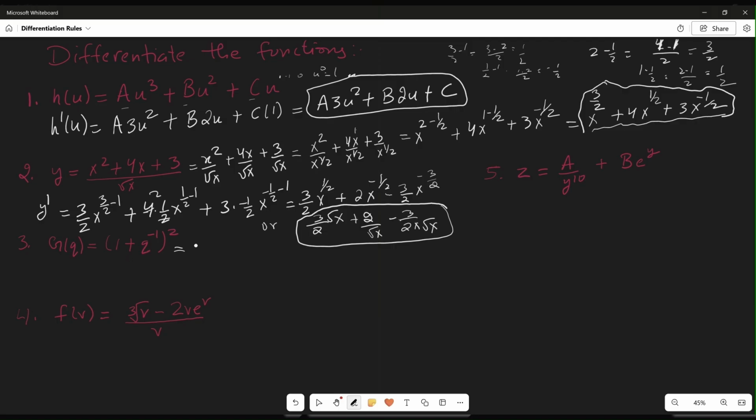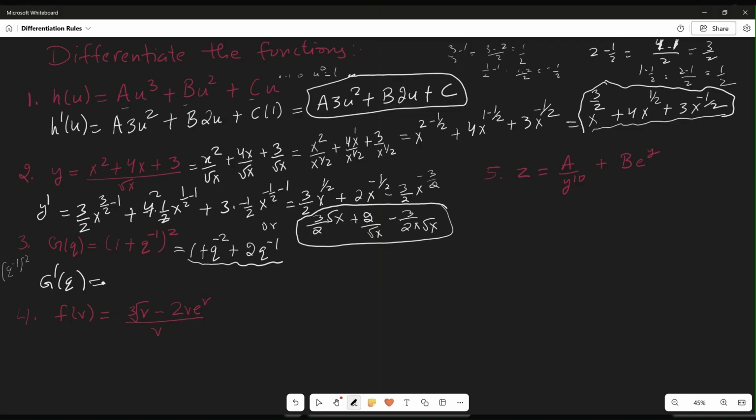So this is going to be 1 plus q to the square. So we already have q minus 1 to the square is going to be q to the negative 2 plus 2 times 1 times q to the negative 1. So this is what we have, and now let's take the derivative of this simplified expression here.